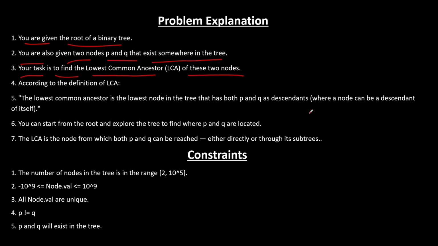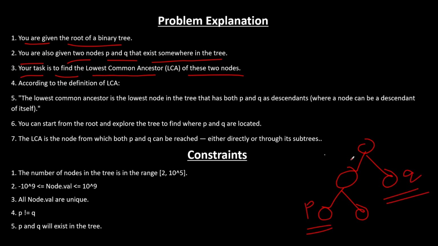Fine. So suppose there is a tree. This is a tree, and they say that P and Q are two nodes which exist somewhere in the tree. For example, P is existing in this node. Suppose Q is existing in this particular node. Now, according to the definition of LCA, we have to find the LCA, right? So, what is LCA? The lowest common ancestor is the lowest node in the tree that has both P and Q as descendants, where a node can be a descendant of itself.